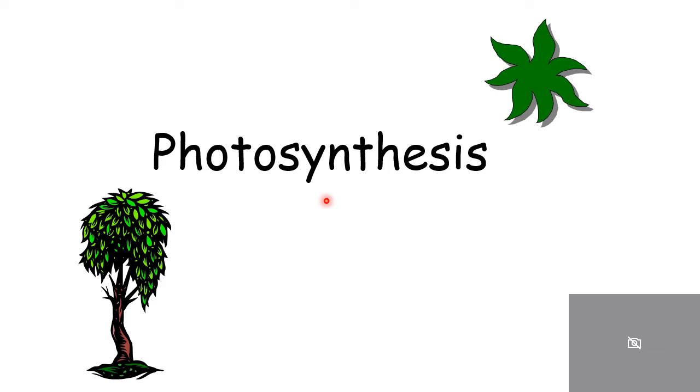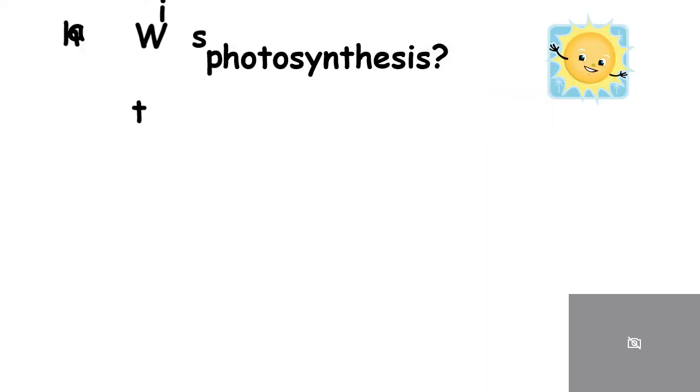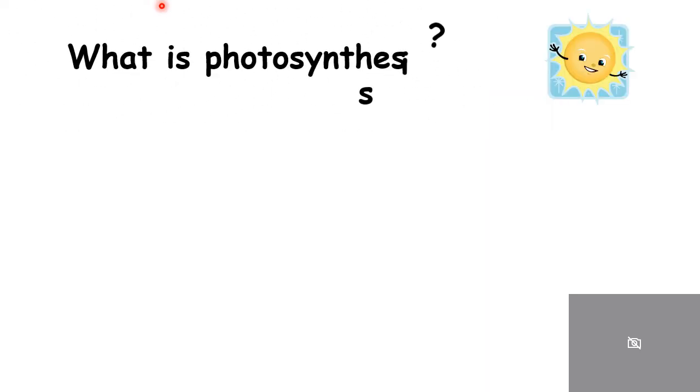Now, the term photosynthesis, if we break it, we'll see that it is comprised of two words, that is photo and synthesis. So photo means light, and synthesis means putting together. So what we can say, photosynthesis means putting together all the raw materials in the presence of light. Okay, now so let's see what is photosynthesis.